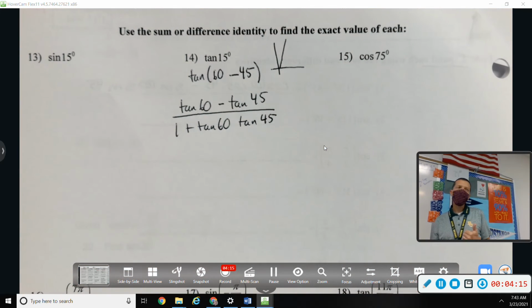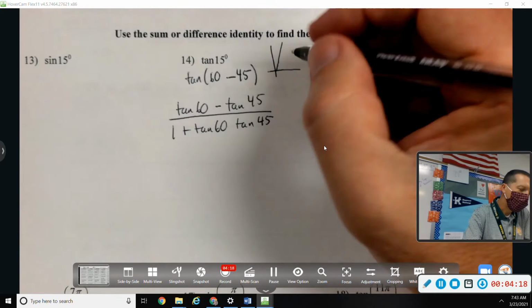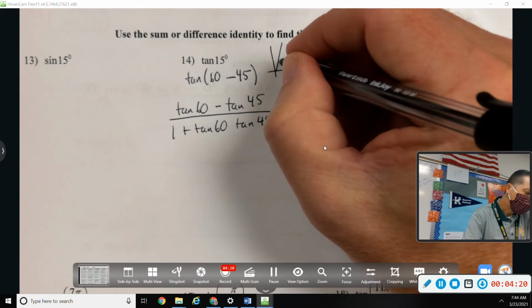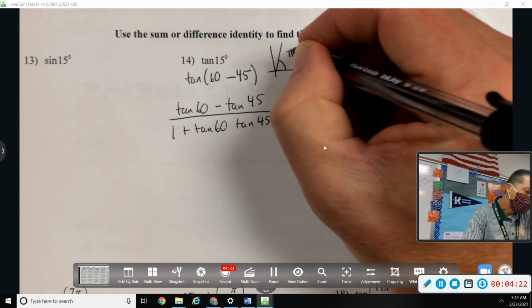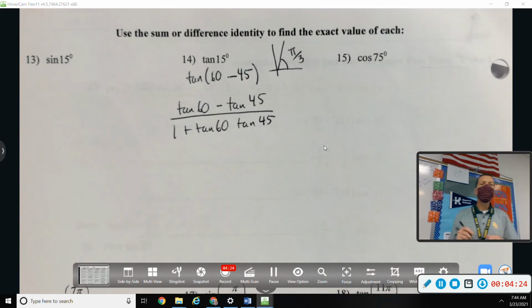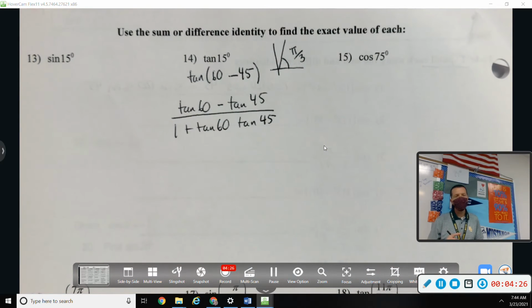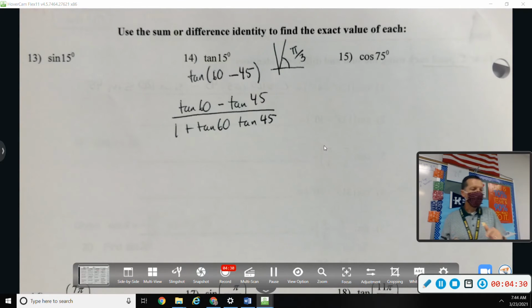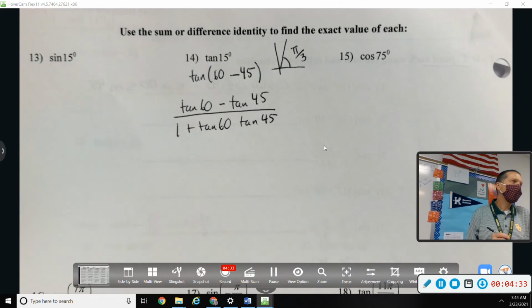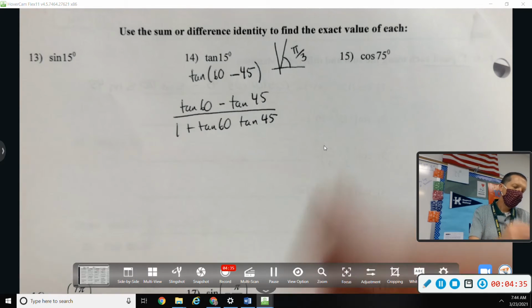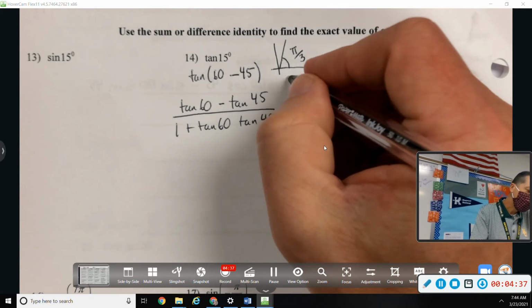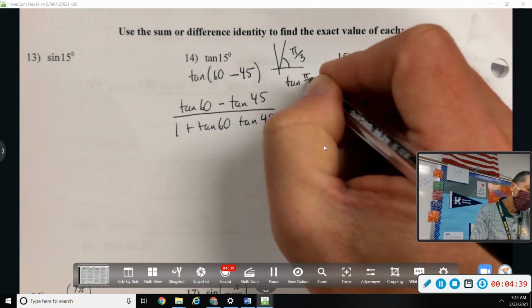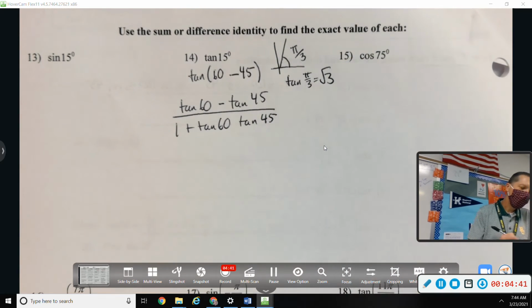My brain has like fully switched over to radian mode, so when I see 60, I really want to change that to pi over 3, because I know tangent of pi over 3 better than I know tangent of 60. If your brain doesn't work that way, that's okay. You may have to do sine of 60 over cosine of 60 and get it that way. But I know the tangent 3 trick, and the tangent of pi over 3 is the square root of 3.